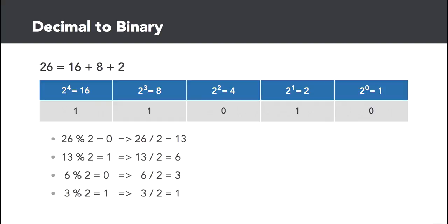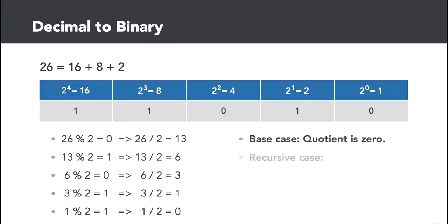And I take 3 divided by 2, I get a 1. 1 mod 2 is equal to 1 because 1 divided by 2 has a remainder of 1. And then I take 1 and divide that by 2, and that's equal to the integer value of 0. And now I'm done. And you can see I now have the number 11010.